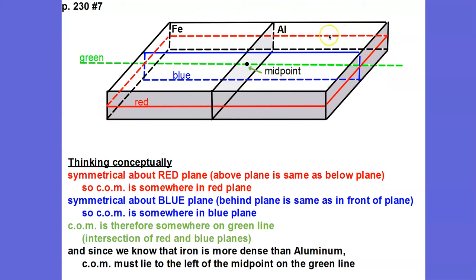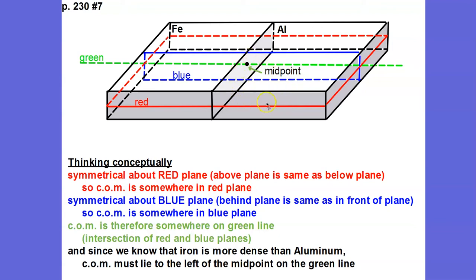If I slice this block down the center through the red line there, you see the top half is exactly the same as the bottom half. So it is symmetrical about the red plane. If I slice it down the middle with the blue plane, then the back side is exactly the same as the front side. So it's also symmetrical about the blue plane. And so the center of mass must lie within that slicing plane. So the center of mass must be in the blue plane.